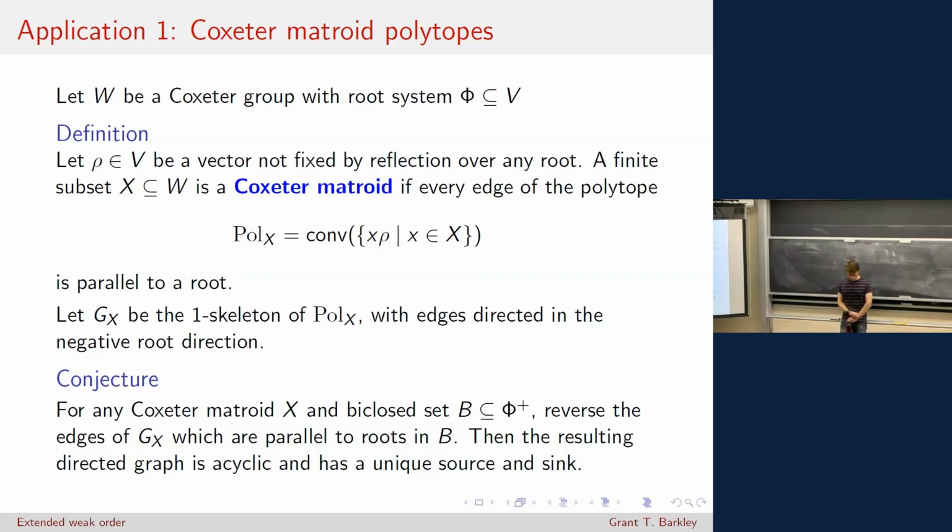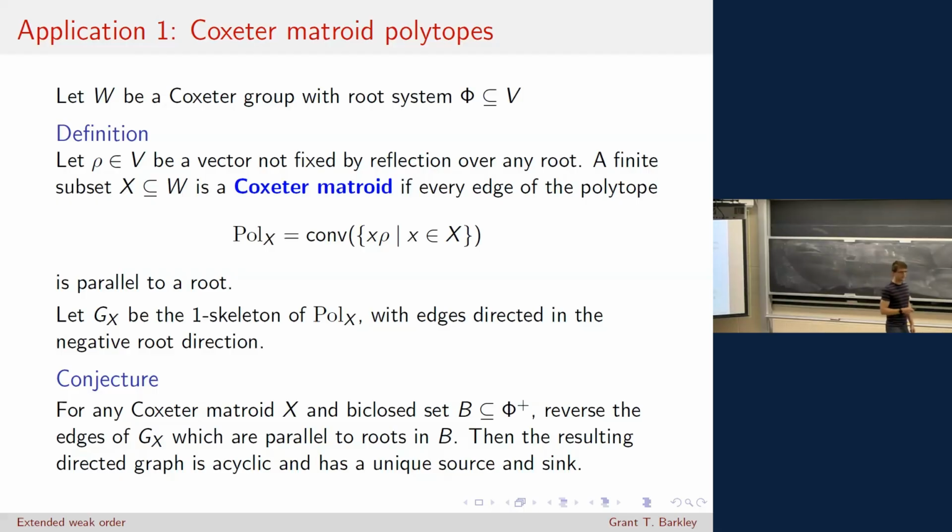And so here's a conjecture. If I have one of these Coxeter matroids and a biclosed set, then I can reverse all the edges of that graph which are parallel to roots in the biclosed set. Remember, edges here are edges of this polytope, and the edges of the polytope are parallel to roots, so there's some way to line up roots with edges. I reverse the edges which are parallel to roots in my biclosed set, so the biclosed set is telling me which edges to reverse. The conjecture says that the resulting graph is acyclic and has a unique source and sink.